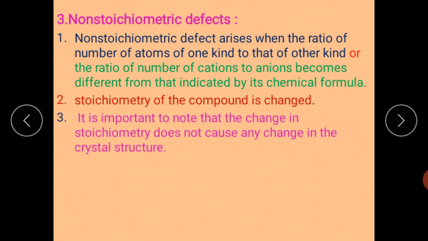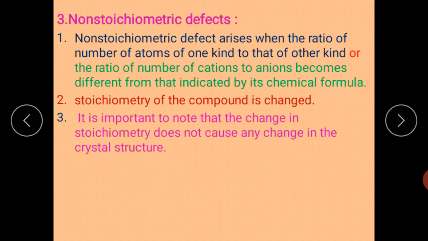It is important to note that the change in stoichiometry does not cause any change in the crystal structure. In a non-stoichiometric defect, the ratio of number of cations to anions is different, but the crystal structure is not changed.